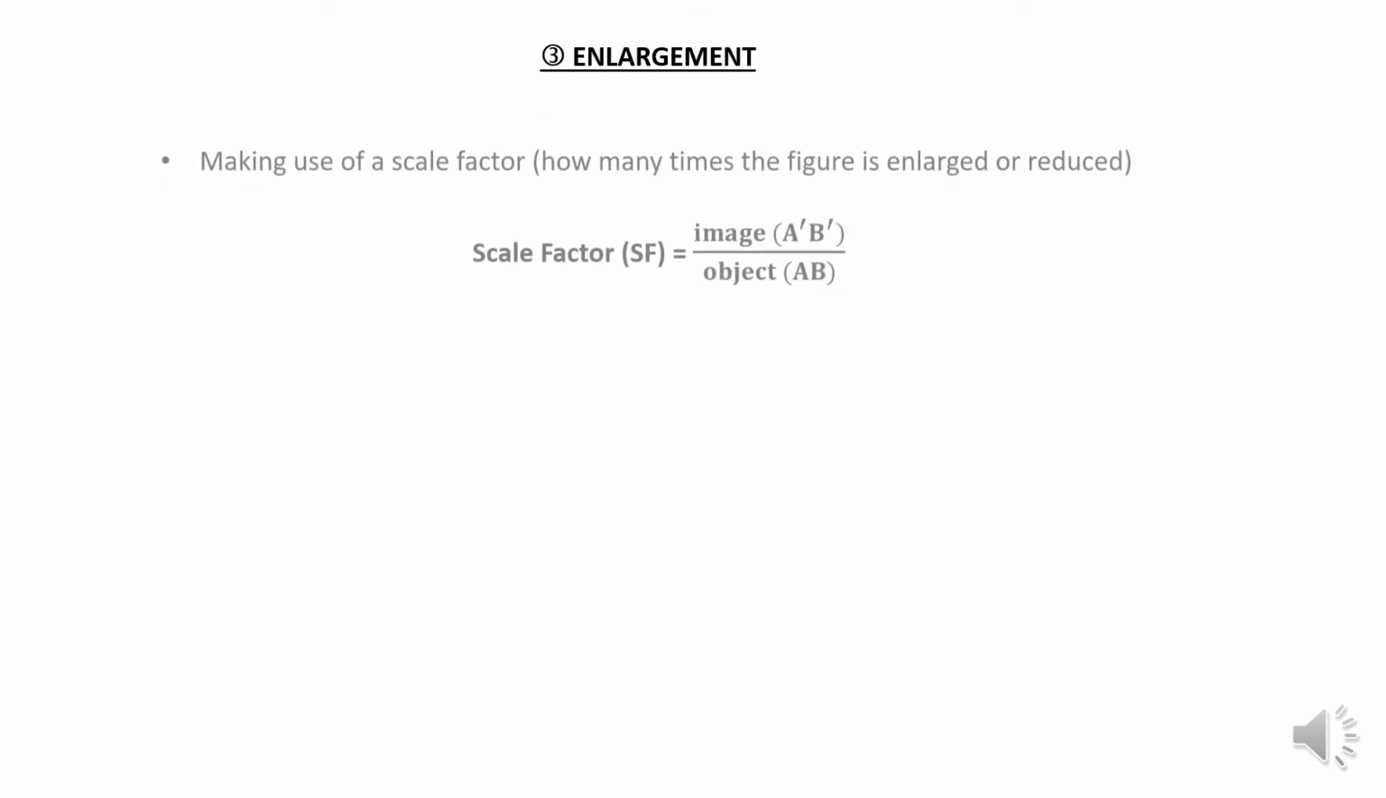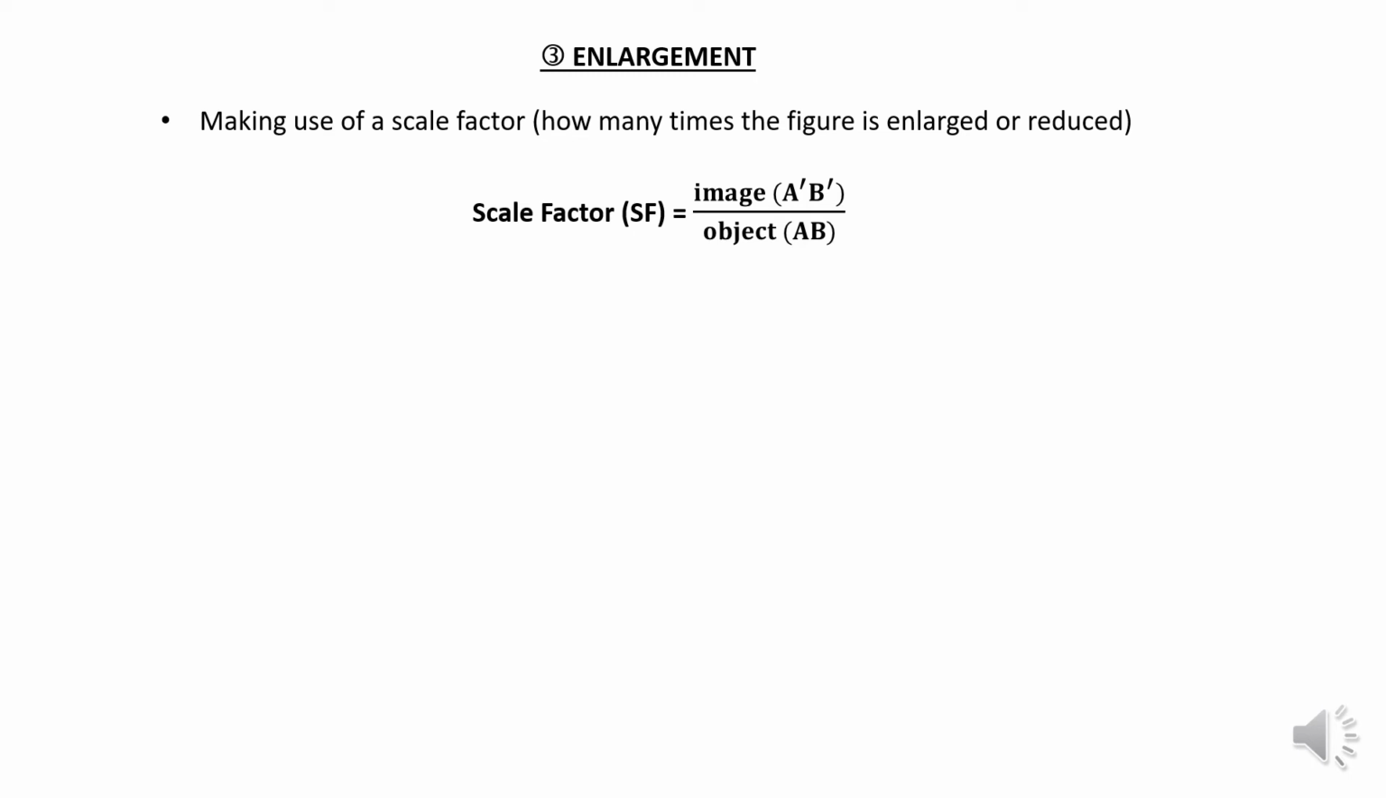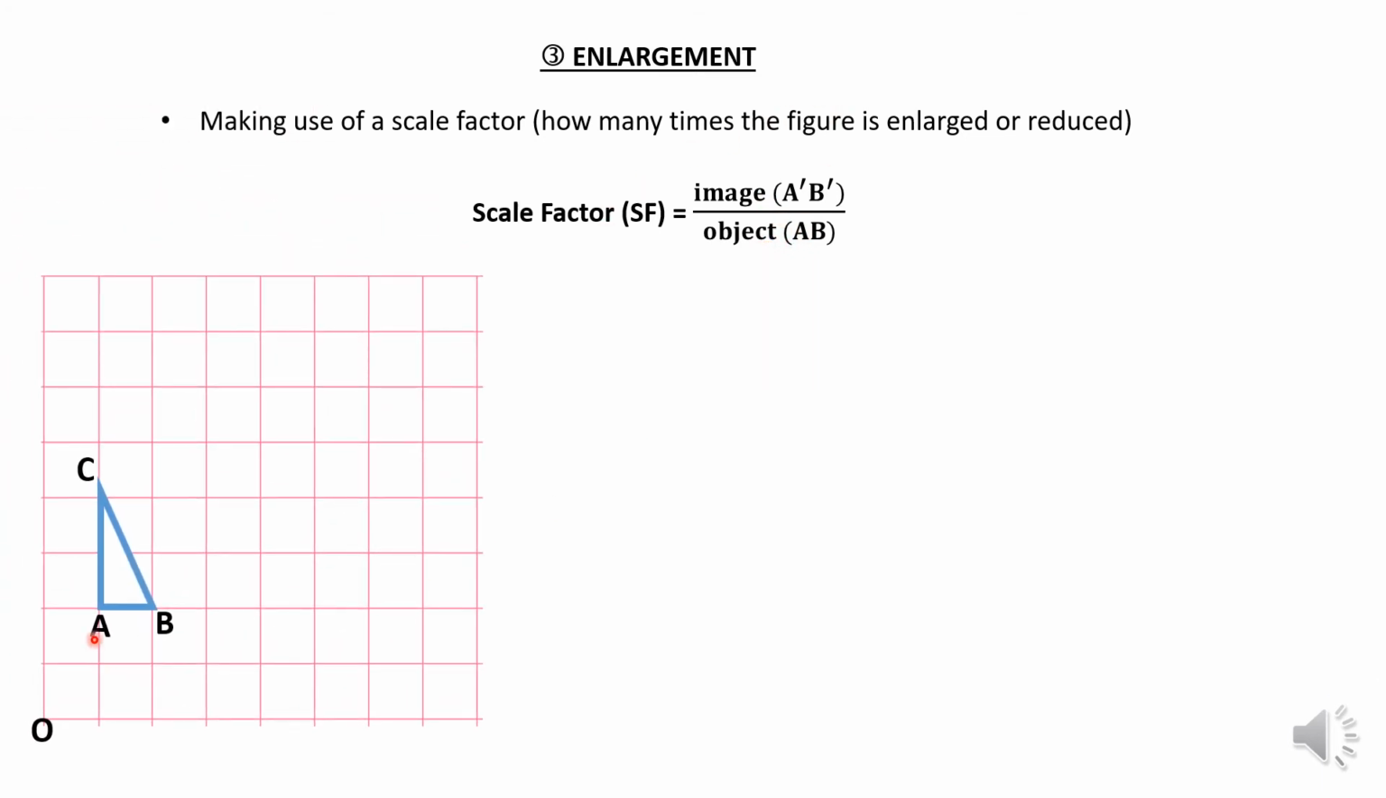Right, let's talk about enlargement. When you enlarge, we are going to talk about what a scale factor is: how many times the figure is reduced or enlarged. Now this particular formula, you should always use. When you are looking for a scale factor, you take the distance of the image, a horizontal distance or a vertical distance. The slant distances don't really work because then you have to use Pythagoras and whatnot, and you divide it by the object.